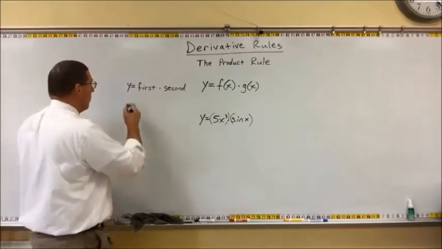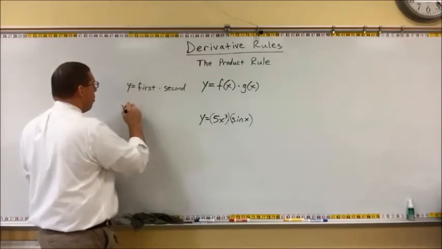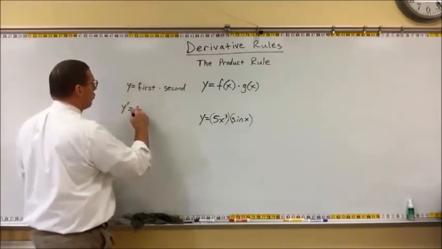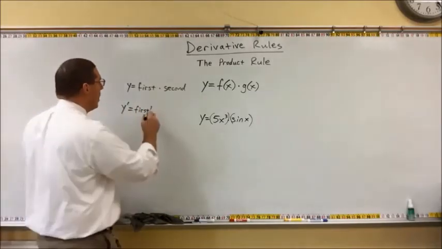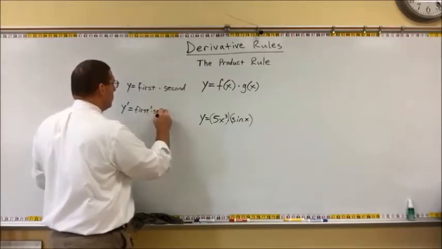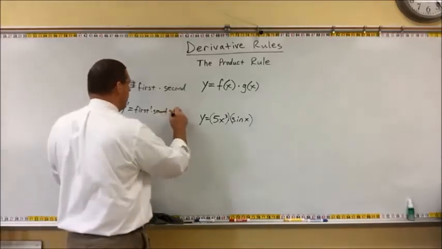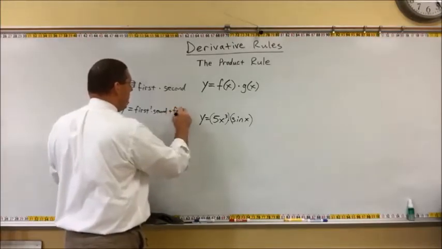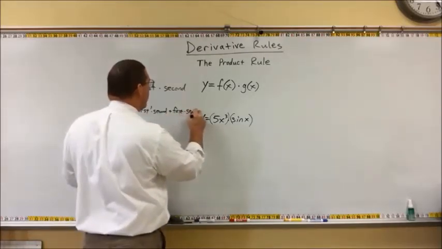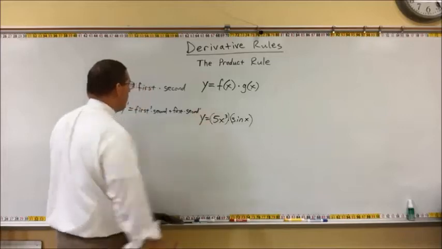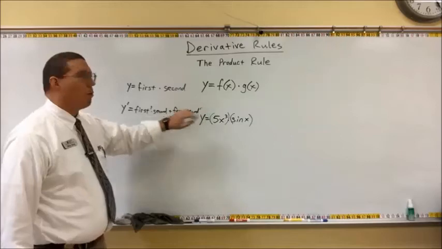Okay, so let me write this down. The derivative of a product of two functions, y prime, is going to be the derivative of the first function, so first prime, times the second function, plus the first function, not the derivative of the first function, times the derivative of the second function. So, first prime times second plus first times second prime.